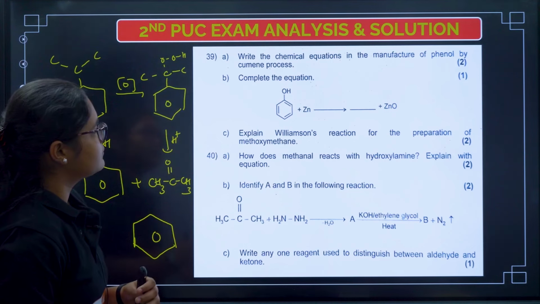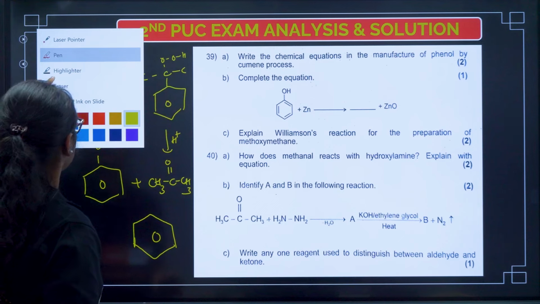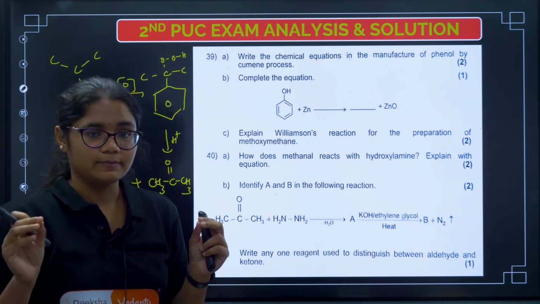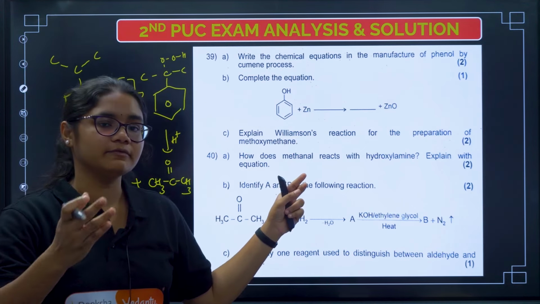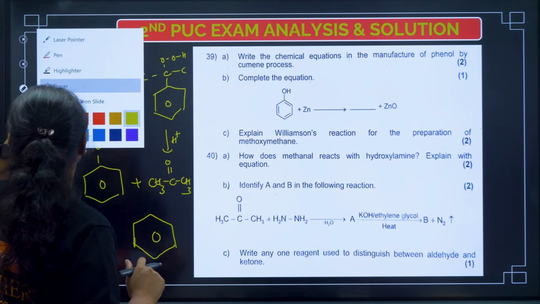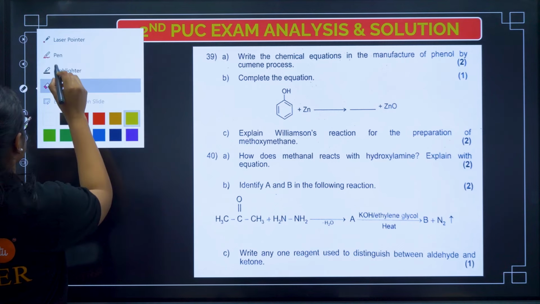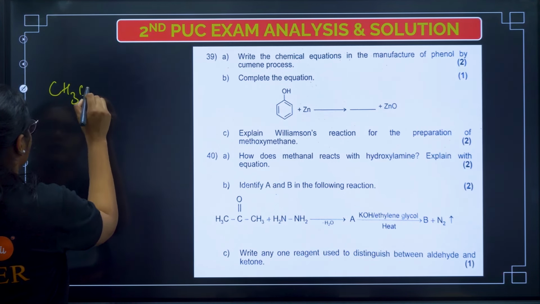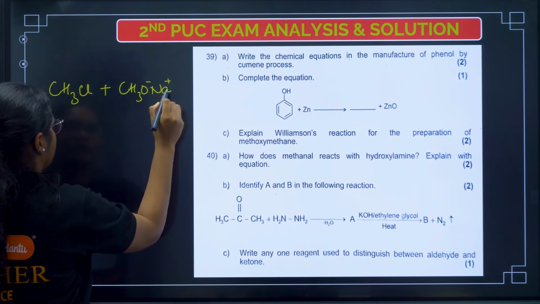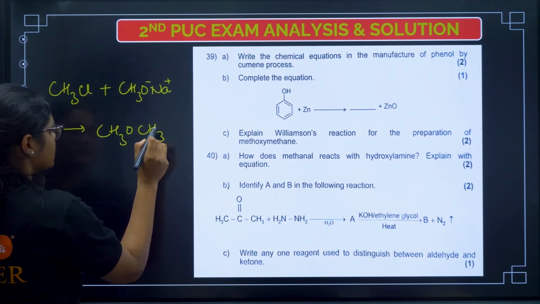Next, explain Williamson reaction for the preparation of methoxymethane. So here you can see the question carries 2 marks, right? First of all, you have to write the statement. You should write what is this reaction, what will react with what to give you what. Then you have to write the equation. To get methoxymethane, you have to take CH3Cl plus CH3O minus Na plus, and if you react it, we will get CH3OCH3. This is the reaction part.